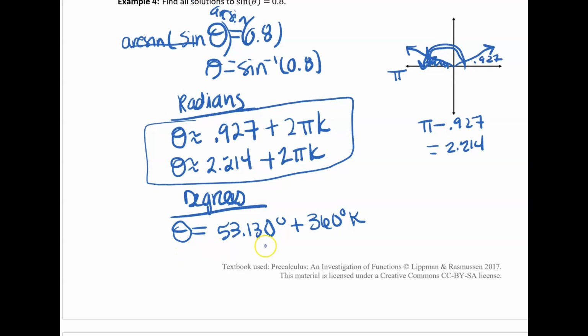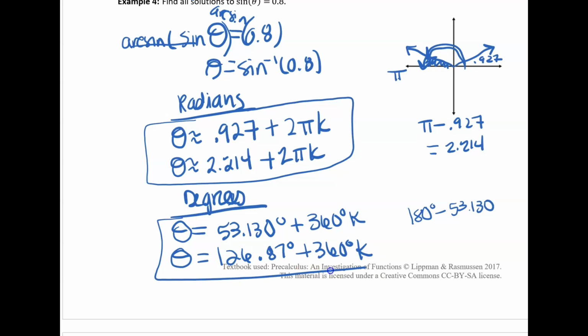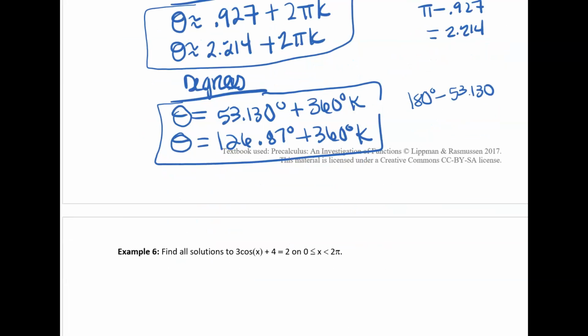And then same situation as before, I'm going to take 180 degrees and subtract that number to figure out the other angle. And so that would give me 126.87 degrees. But if you start rotating it around by 360, you get all your other solutions. So kind of interesting on that one where it wasn't on your unit circle. And I want to show you how that works out in degrees and radians.